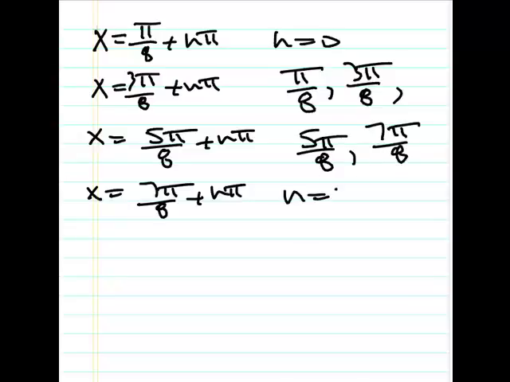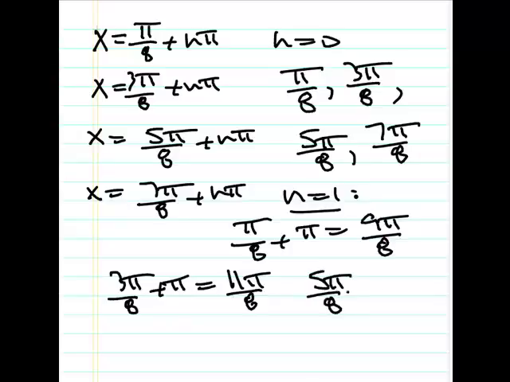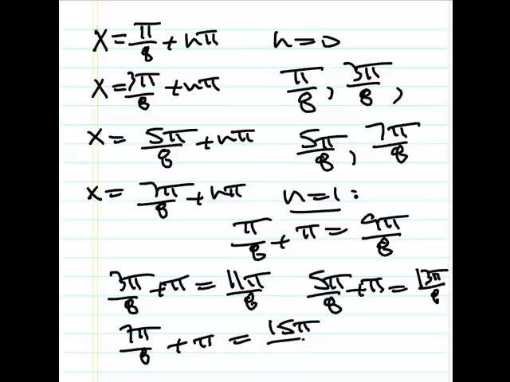If n is equal to 1, we're going to get, for example, pi over 8 plus pi, which is 9 pi over 8. We're going to get 3 pi over 8 plus pi, which is 11 pi over 8. We're going to get 5 pi over 8 plus pi, which is 13 pi over 8. And then finally, we're going to get 7 pi over 8 plus pi, which is 15 pi over 8.